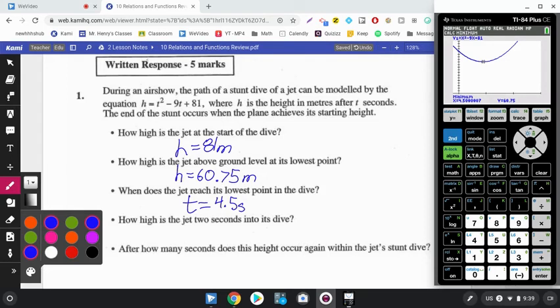Okay, a couple more questions. How high is the jet 2 seconds into the dive? So that's saying if t equals 2, what is your height? Well, it's just asking me to put a value in. Second calc, value. In this case, a value of 2. And that would be a height of, what does it say? 67 meters. Okay, I can enter any value I want.